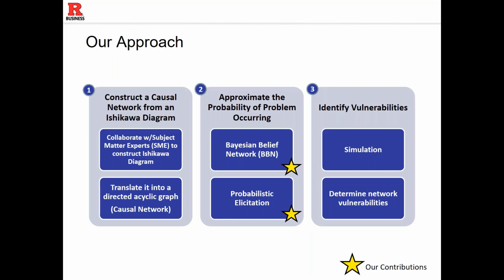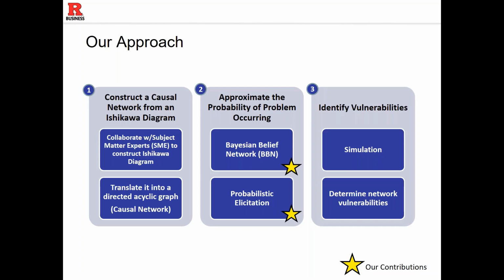The next step is to approximate the probability of the problem occurring. That head of the fish, we'll use that fishbone diagram and the causal network that results from it. What we'll build is a Bayesian belief network, and I'll talk a bit about that, and we'll use a method called probabilistic elicitation to help better understand the probability of occurrence for some of these key root causes in relation to the problem under investigation.